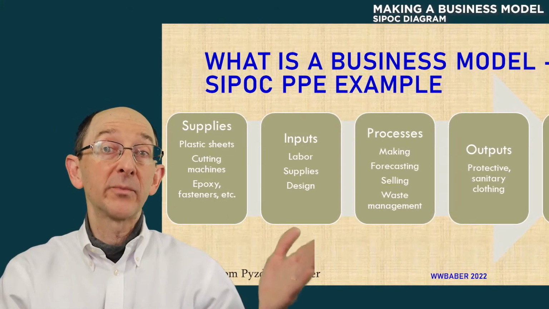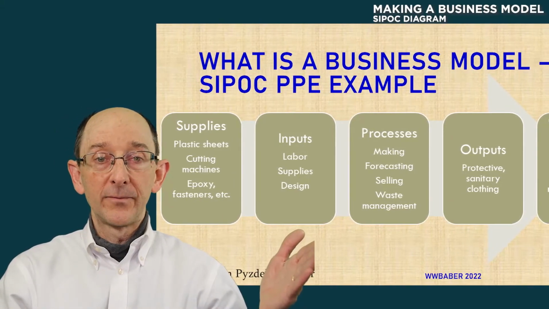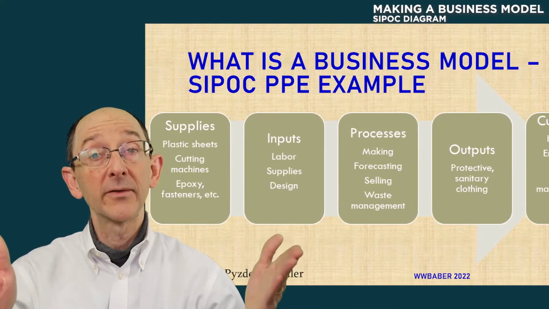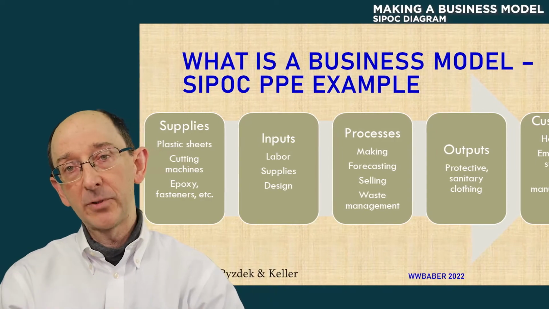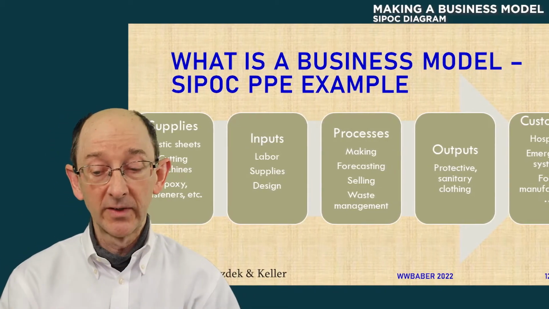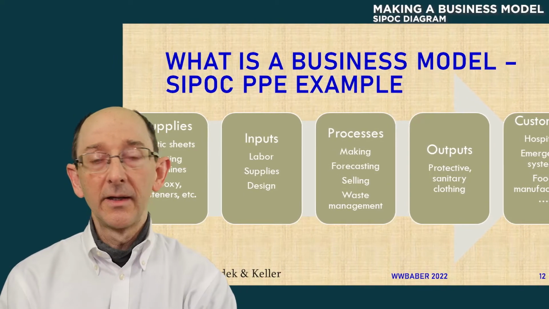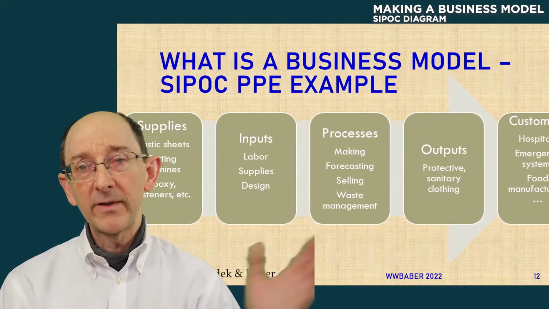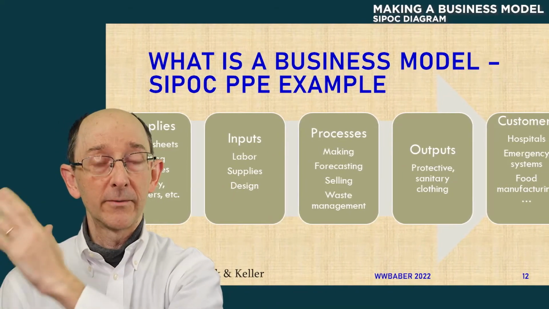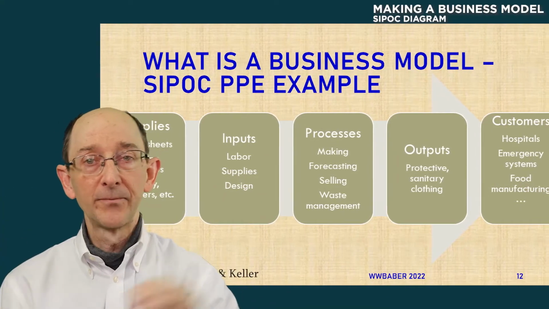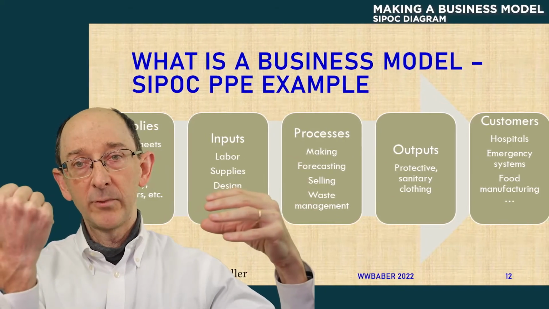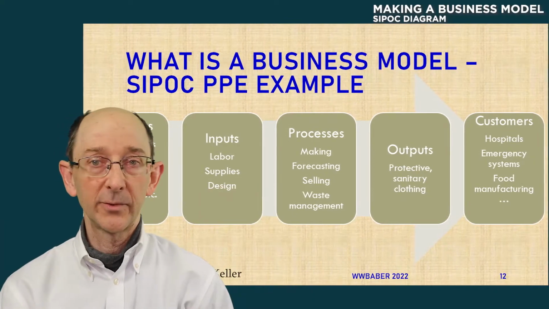And this one you might expand to show much more detail or to show particular processes. And then the outputs are the concrete products or the services, and the customers at the end. So generally, we take sort of a left to right when we're drawing or writing a business model. And on the left will be the inputs and supplies, on the right will be the outputs and customers.